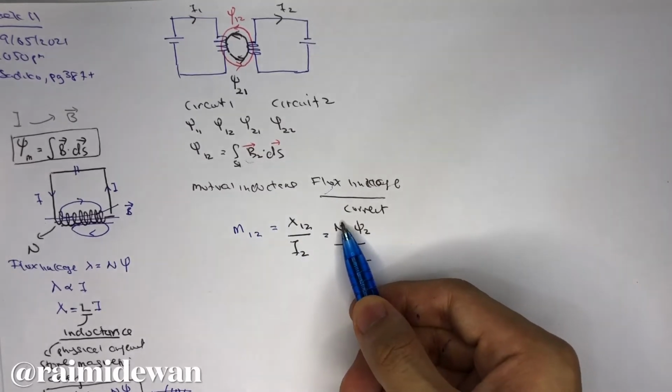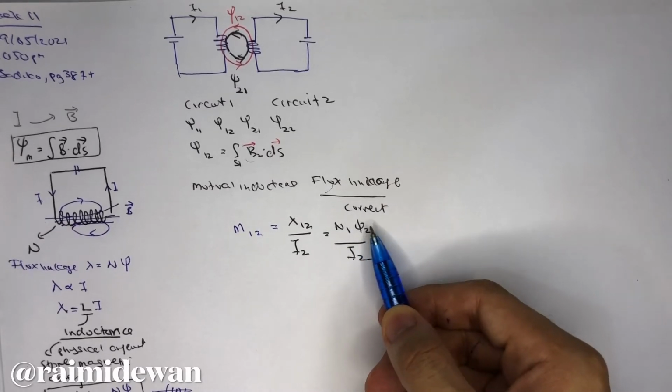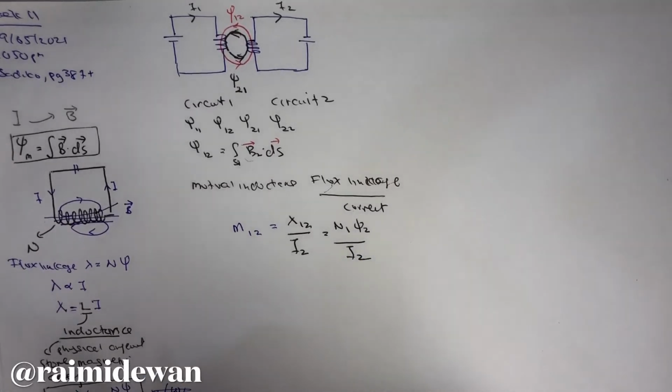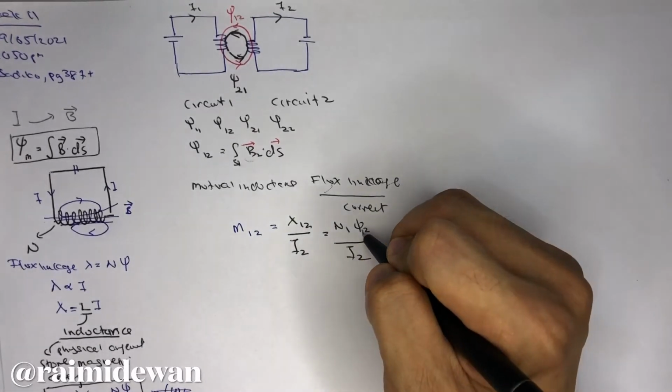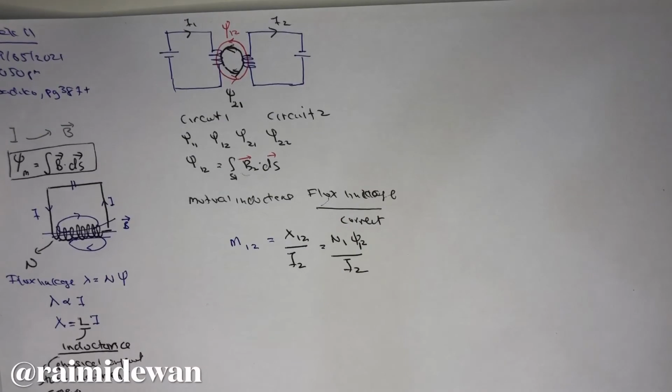This one is N1, and this one is flux. Sorry, I forgot to write 1, 2. So this is I2. So this is your mutual inductance.